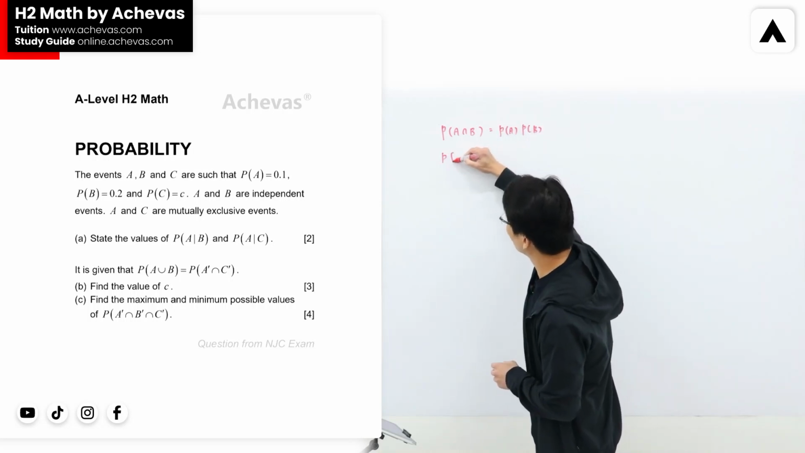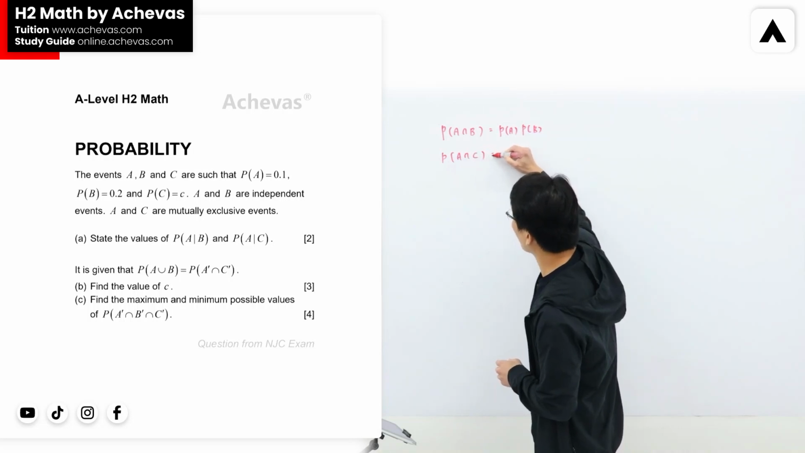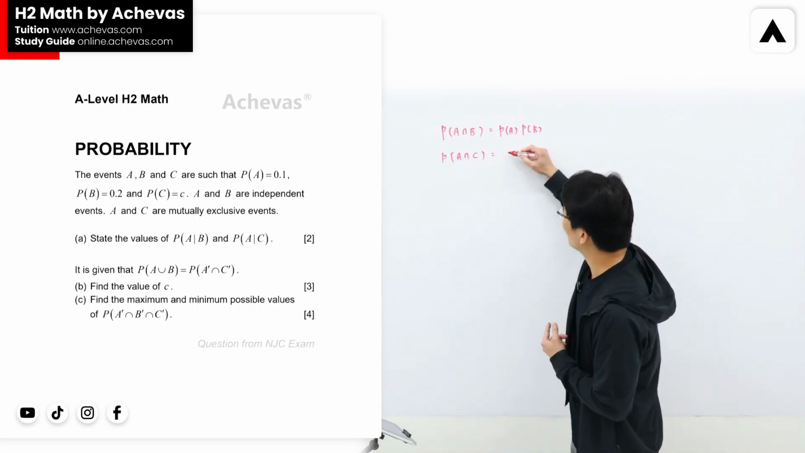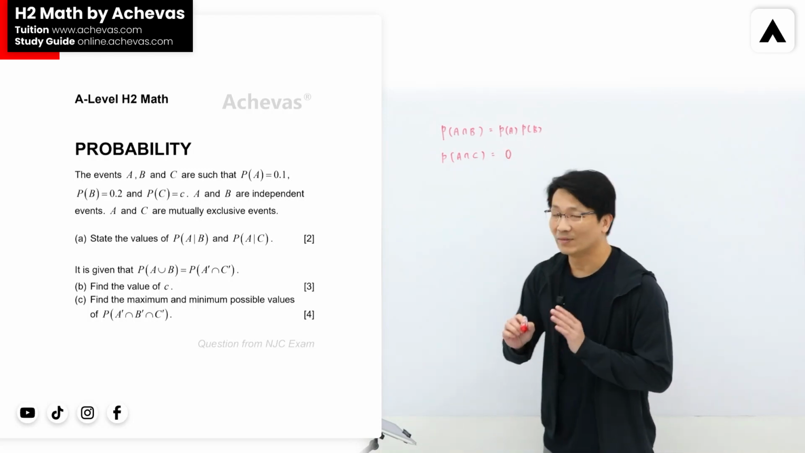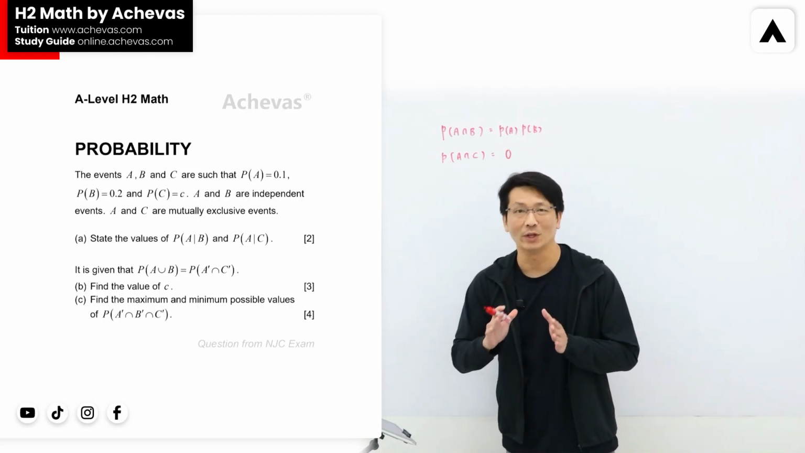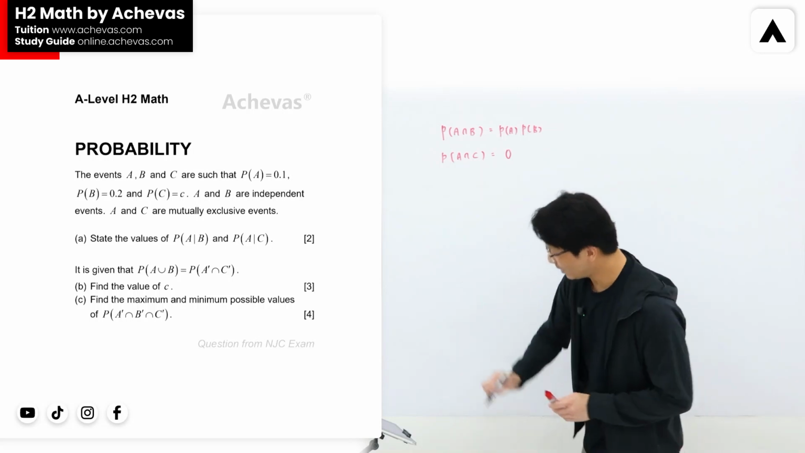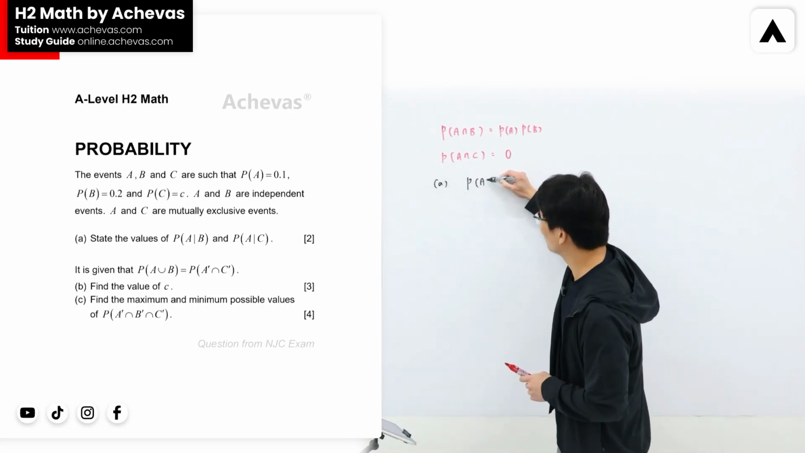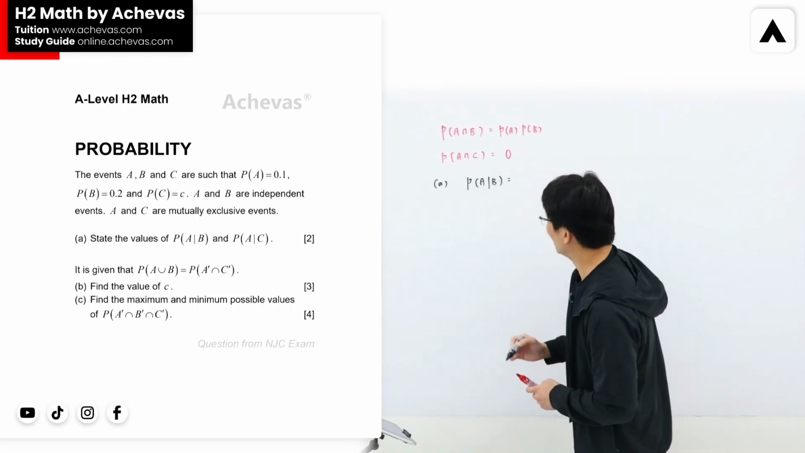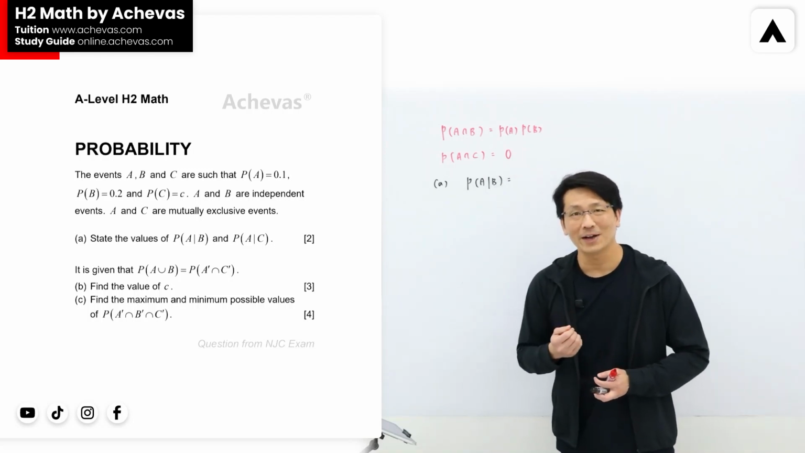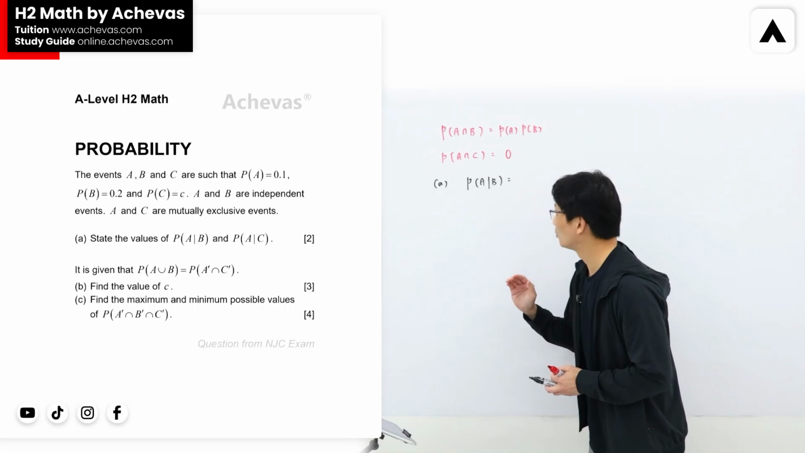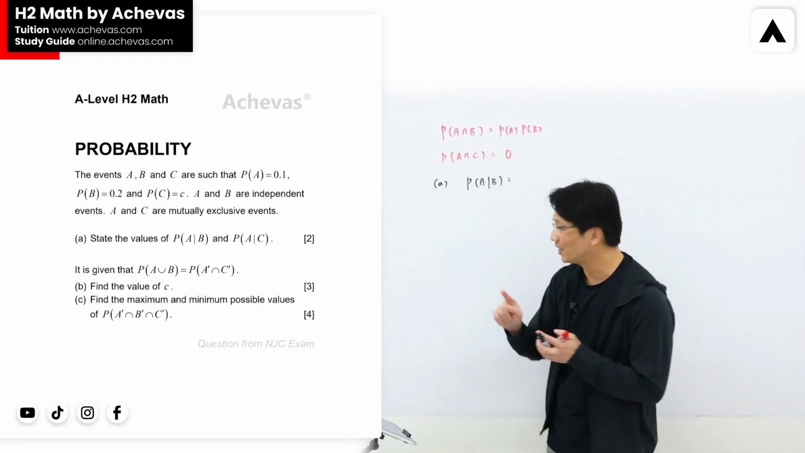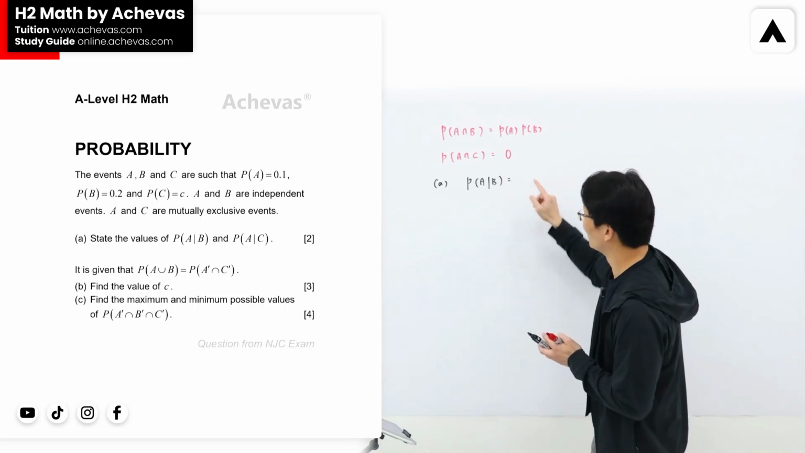And also, if A and C are mutually exclusive events, I will know that the probability of A intersect C will be equal to 0 since there is no overlapping elements between A and C. For part A of this question, we are asked to state the values for the conditional probability A given B. If we have already memorized the property of the conditional probability, if A and B are actually independent of each other, I will know that actually the answer is just equal to probability of A.